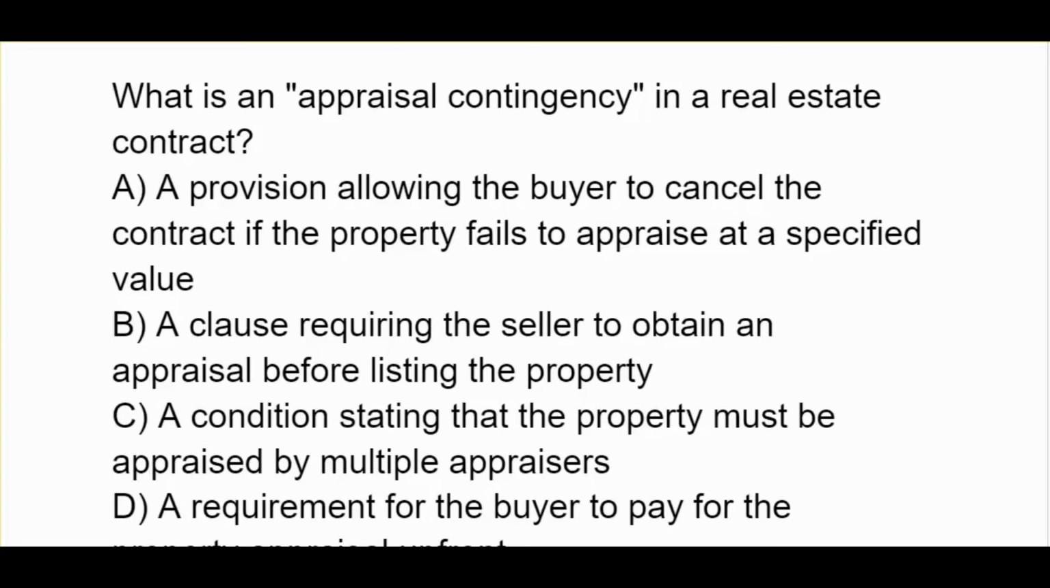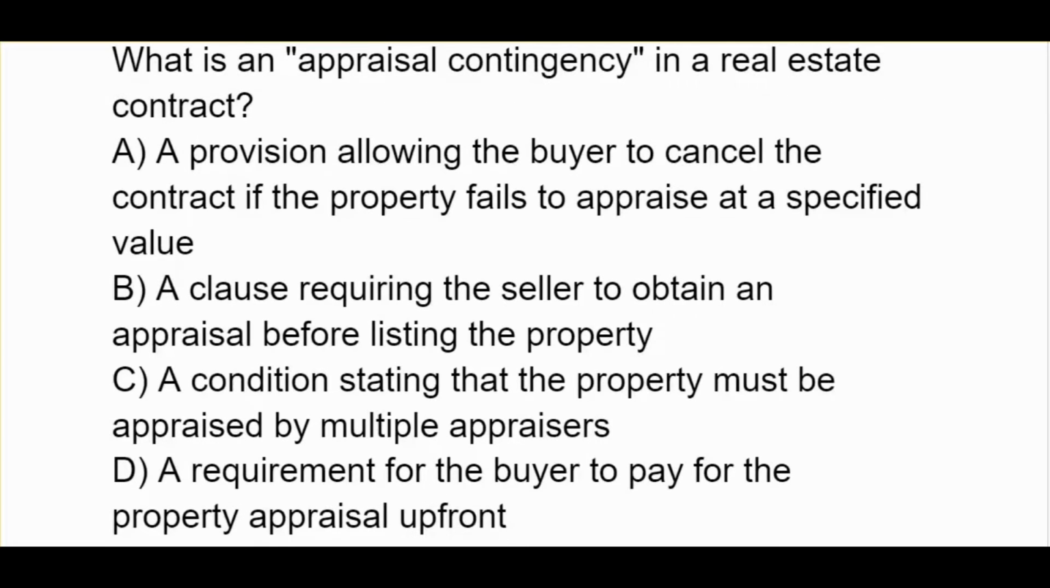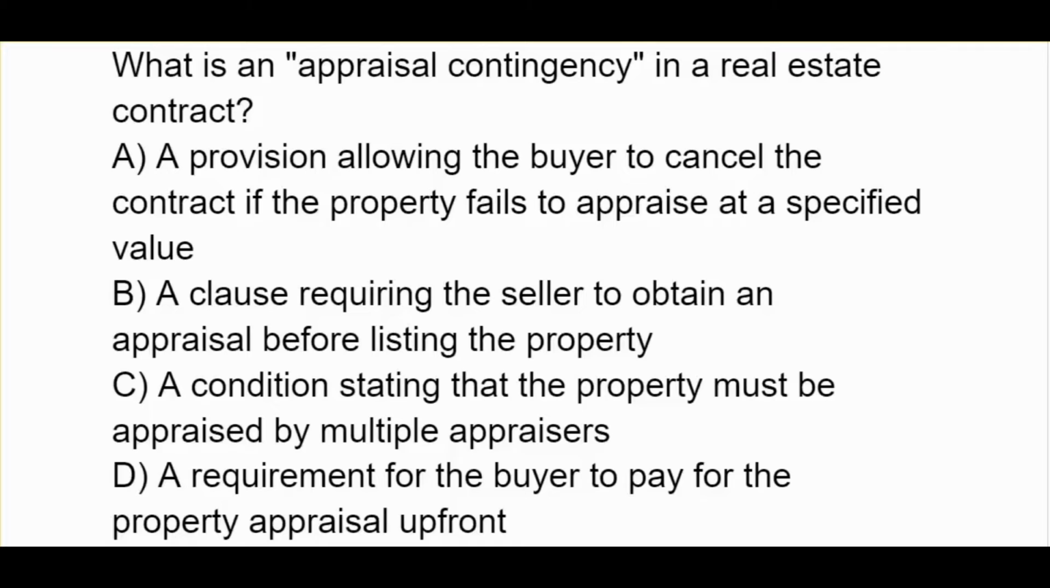What is an appraisal contingency in a real estate contract? A, a provision allowing the buyer to cancel the contract if the property fails to appraise at a specified value. B, a clause requiring the seller to obtain appraisal before listing the property. C, a condition stating that the property must be appraised by multiple appraisers. D, a requirement for the buyer to pay for the property appraisal up front.